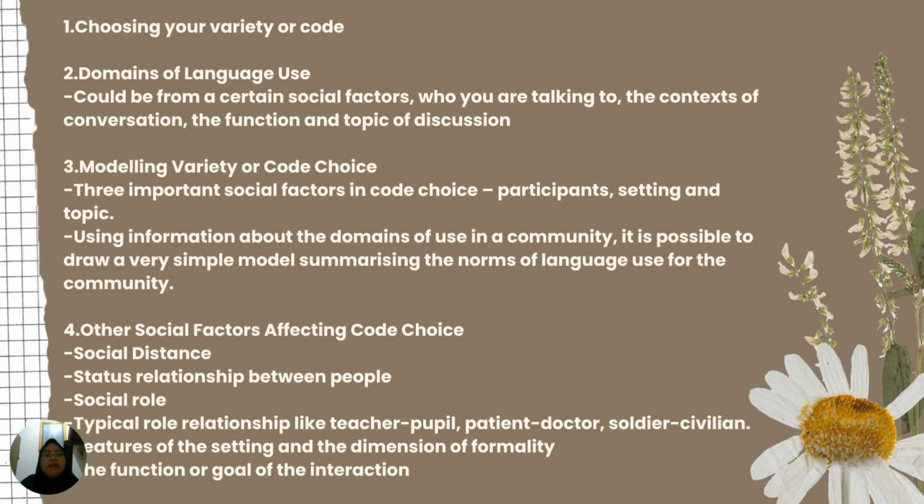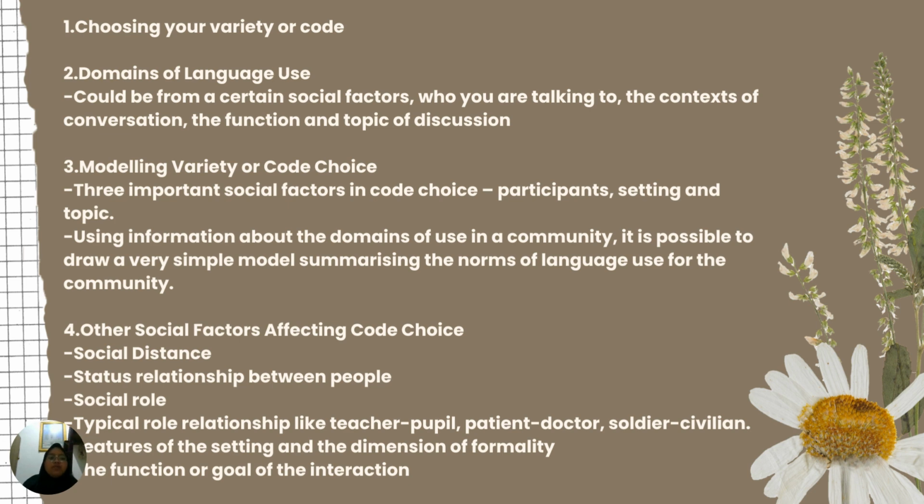So, three important social factors in code choice. The first one is participants, the second one is setting, and the third one is topics. Also, using information about the domains of use in a community, it is possible to draw a very simple model summarizing the norms of language use for the community.